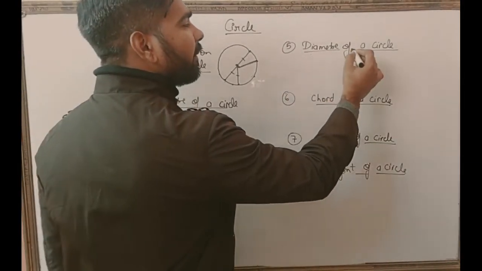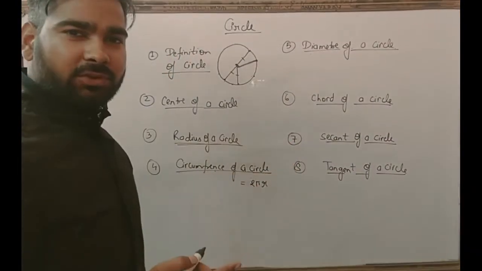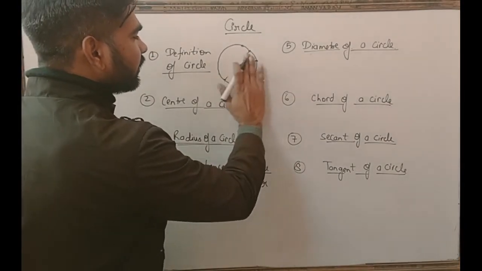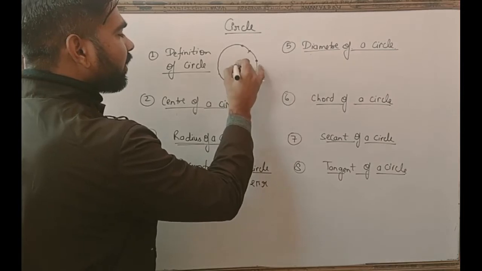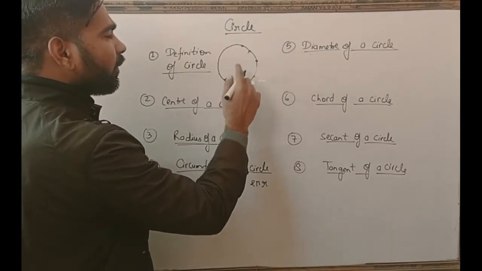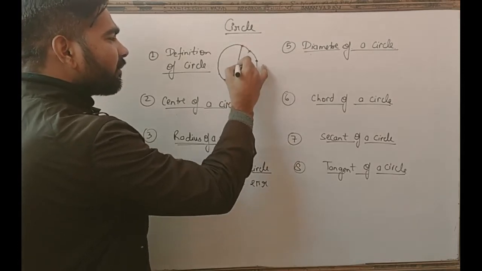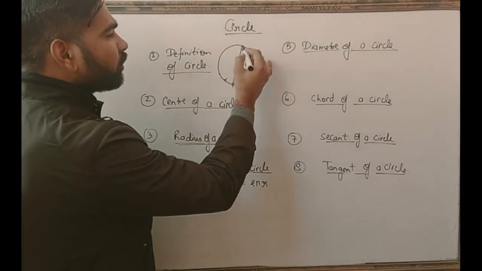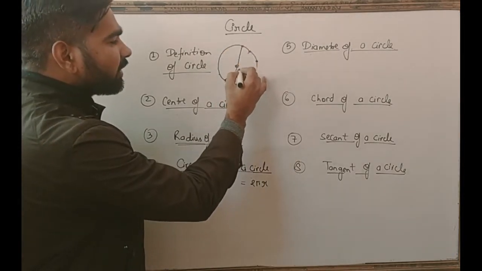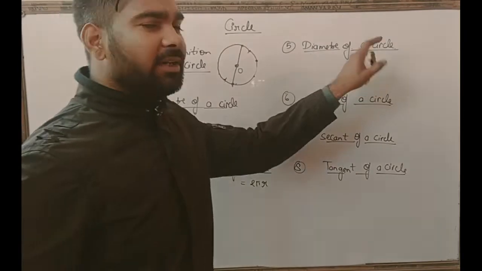Next is the diameter of a circle. A line joining any 2 points of this locus in such a way that the line joining these 2 points always passes through the center of the circle. A line joining any 2 points of the circle in such a way that it always passes through the center of the circle is called the diameter of the circle.